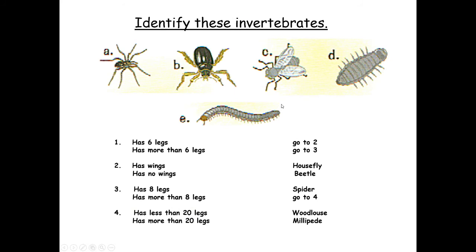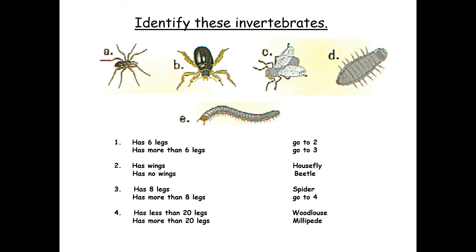Identifying these invertebrates. So the reason it doesn't say insects is because insects have 6 legs, arachnids have 8, and we have arachnids, and I can't actually remember what you call these particular animals that have more than 8. So have a go, looking through, seeing if you can work out what A, B, C, D, and E are, and pause the video and write it down.